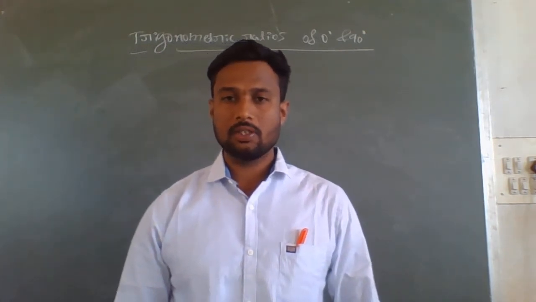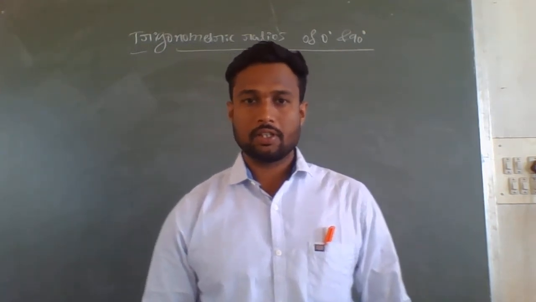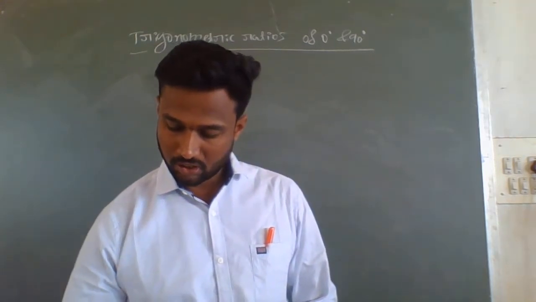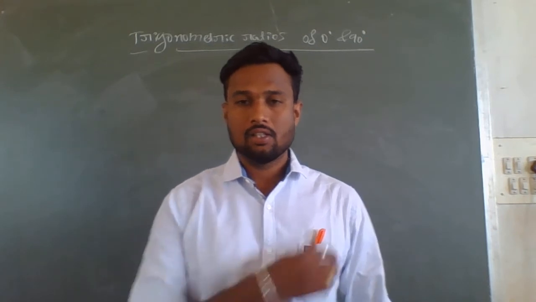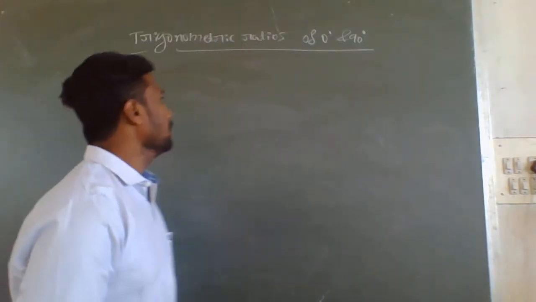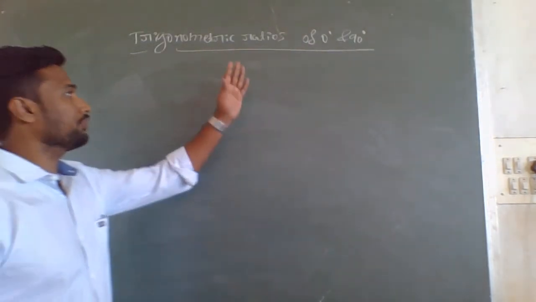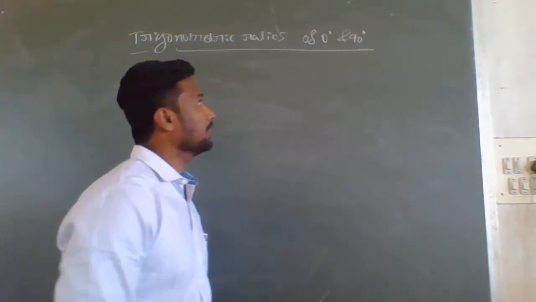In previous class, we discussed trigonometric ratios with respect to 45 degree, 30 degree and 60 degree. So today we are going to discuss about trigonometric ratios of 0 degree and 90 degree.